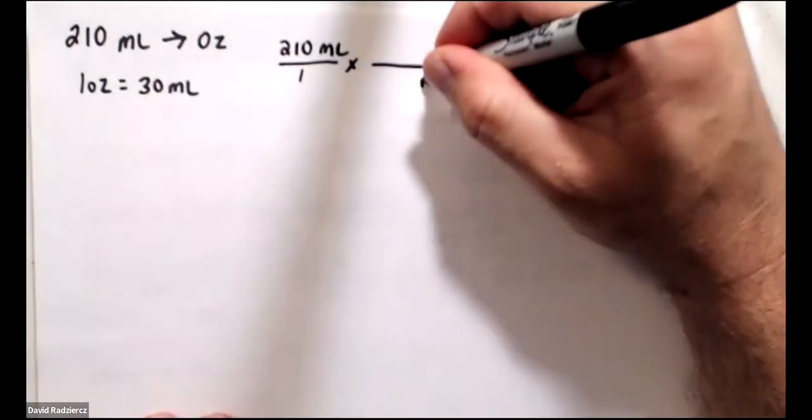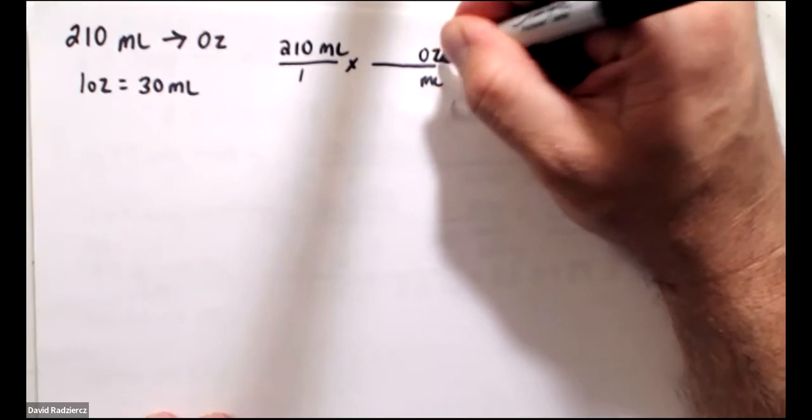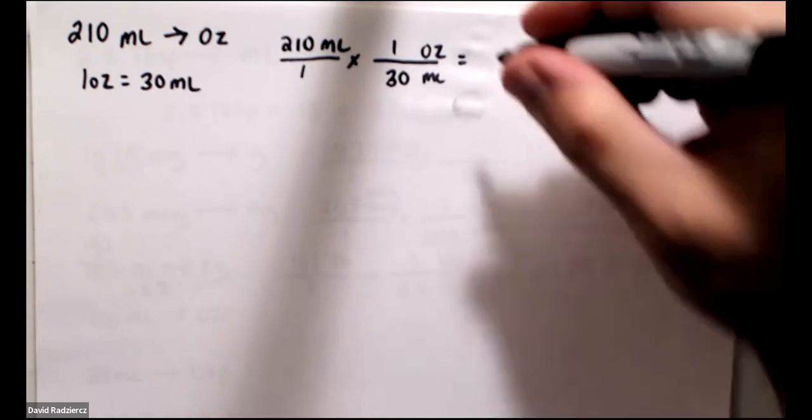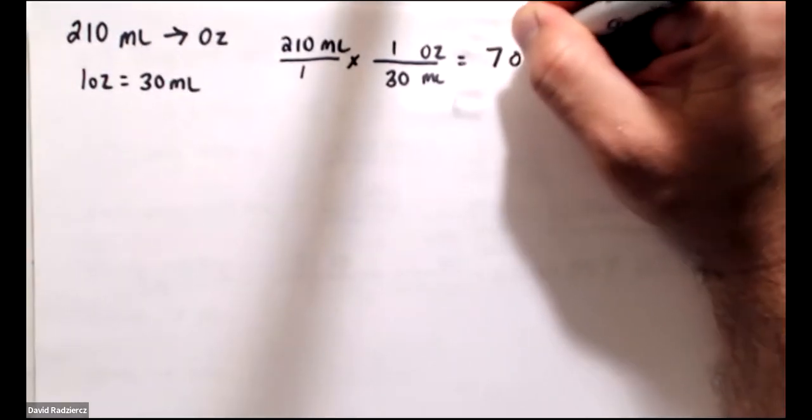And I'm going to convert milliliters to ounces. So I know that 1 ounce is 30 milliliters. This is where it's helpful, because sometimes you might not remember, do I multiply? Do I divide? So 210 divided by 30 will give you 7 ounces.